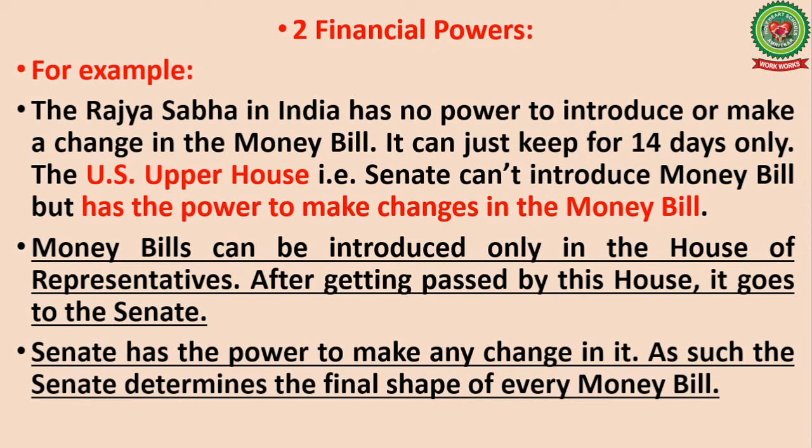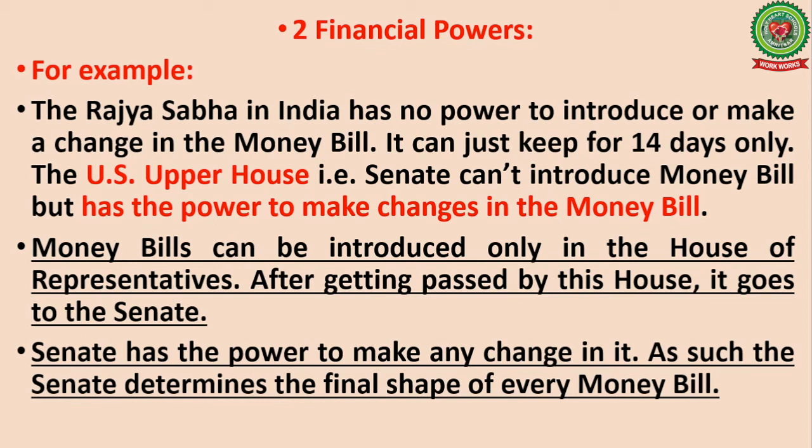But in the US, what is the situation? The upper house can't introduce a money bill, but it can make changes. It can totally change the money bill passed by the US House of Representatives. Money bills can be introduced only in the House of Representatives. After getting passed by this House, it goes to the Senate. The Senate has the power to make any change in it. As such, the Senate determines the final shape of every money bill. Yes, students, the final shape of the money bill is decided by the Senate.